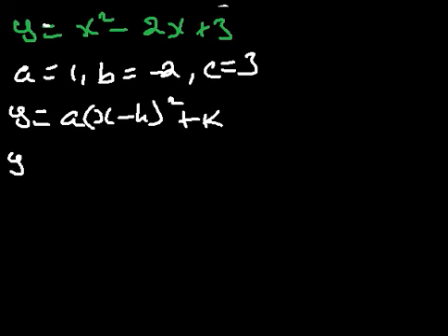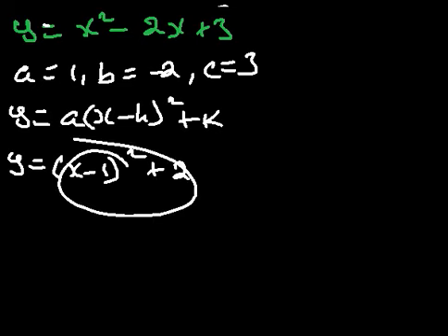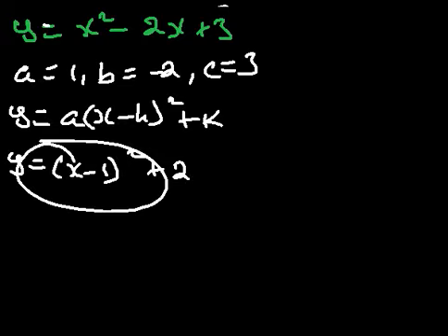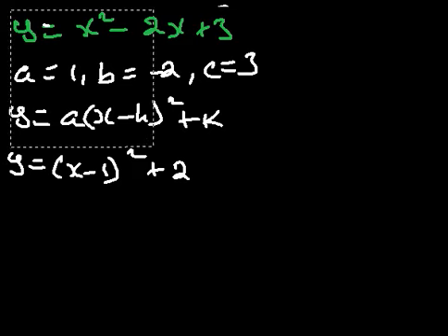So now we have y is equal to, now a is given as 1, so we have x minus 1 squared plus 2. Now this is the translation, or the graphing key we should use.